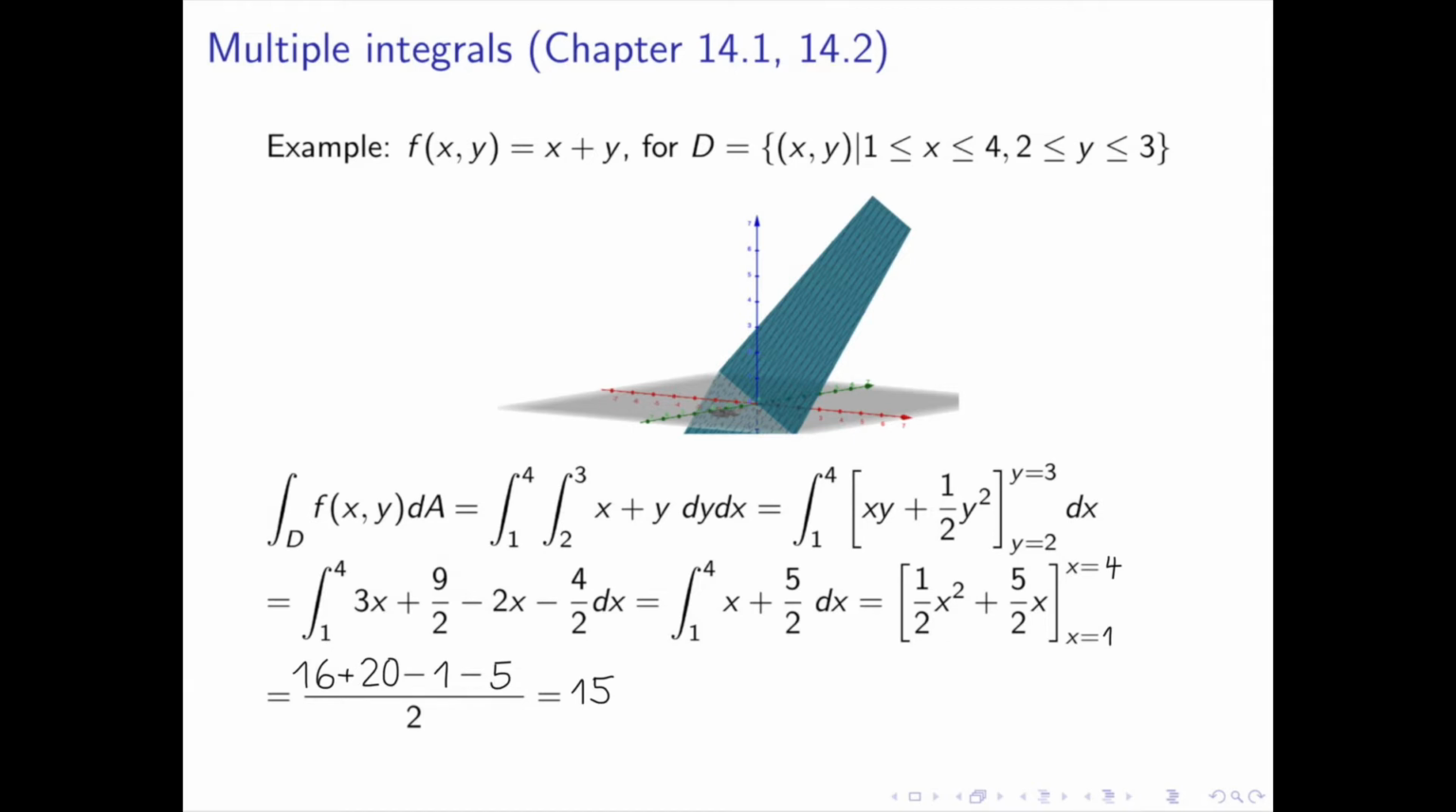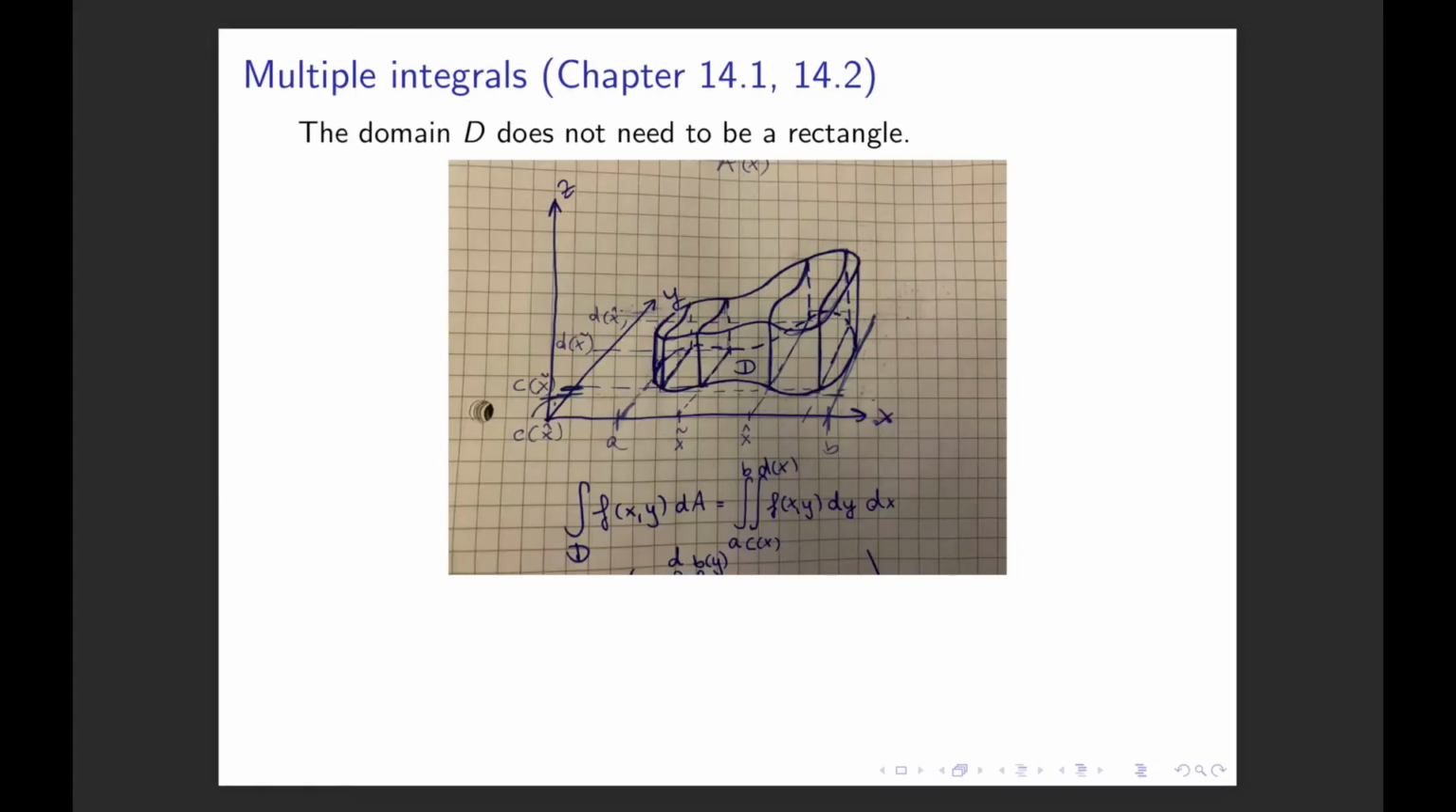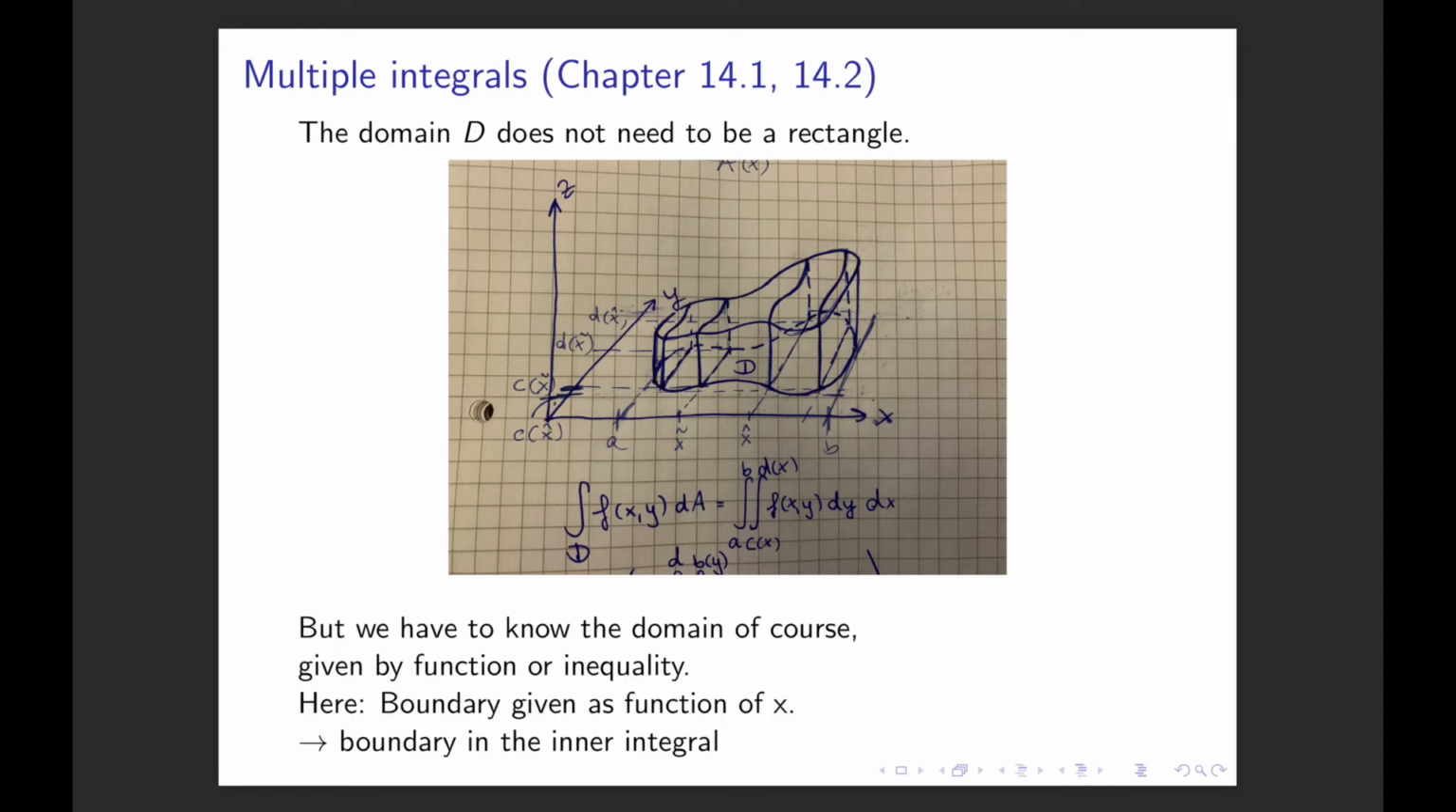That's basically it. If the domain D is not a rectangle, as in the sketch that I drew here, we can still compute our integral of the function over the domain. Of course, somehow we have to get our hands on the domain, so it has to be given as either an inequality of the x and y coordinates that, for example, they're all smaller than a given distance from the origin if it's a disk, or we somehow need to have the boundary as a function.